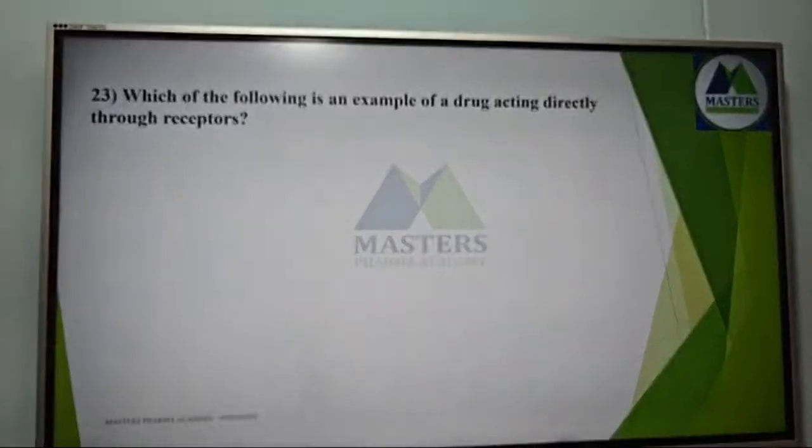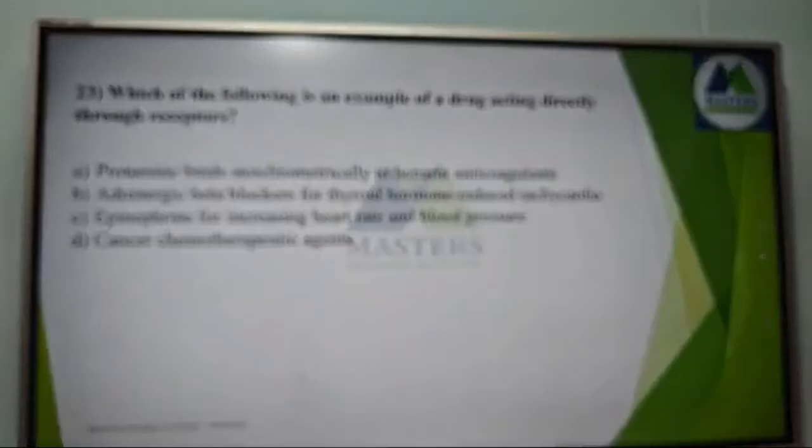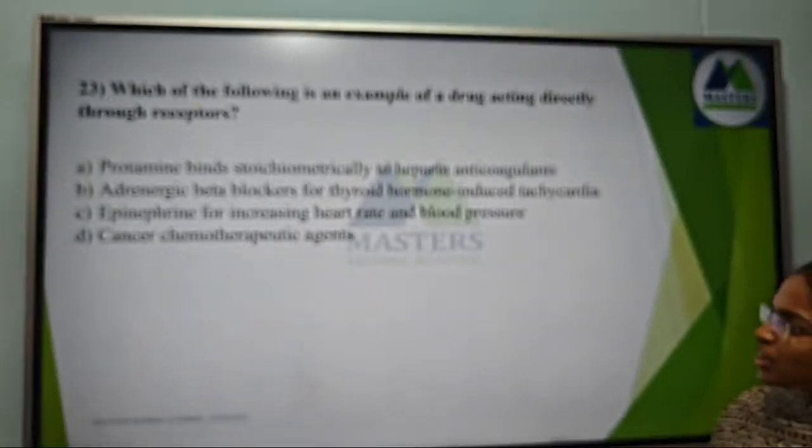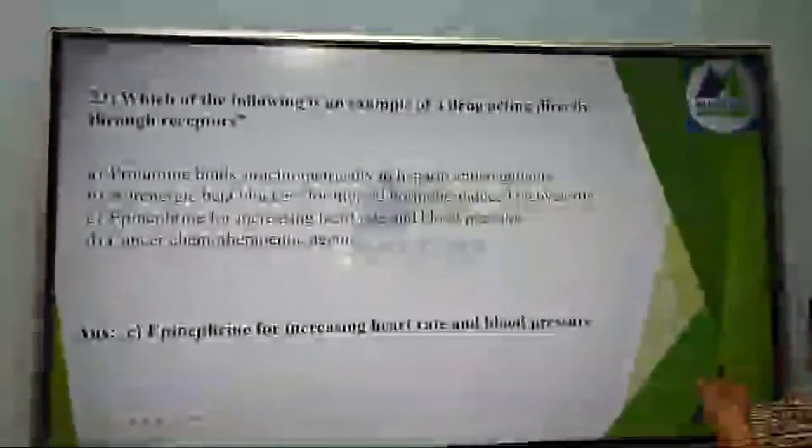Question number 23. Which of the following is an example of a drug acting directly through the receptors? Okay, this is where we got stuck, right? Protamine, okay, we have already gone through these options. Protamine binds stoichiometrically to heparin anticoagulants. Adrenergic beta blockers for thyroid hormone induced tachycardia. Epinephrine for increasing heart rate and blood pressure, and cancer chemotherapeutic agents. The answer is epinephrine for increasing heart rate and blood pressure.